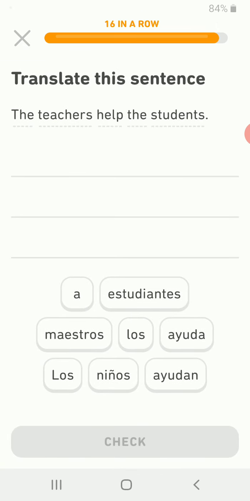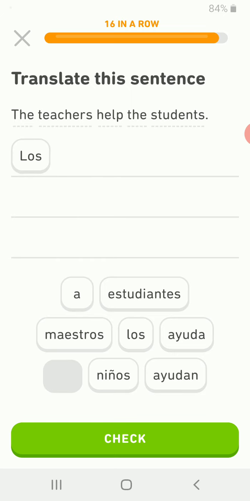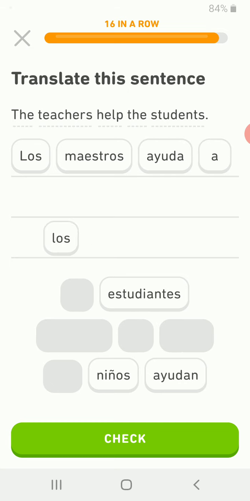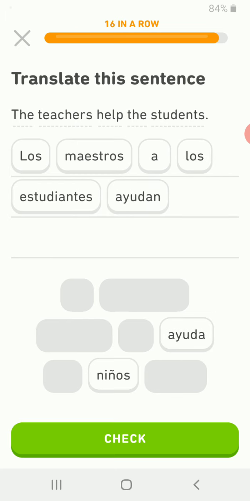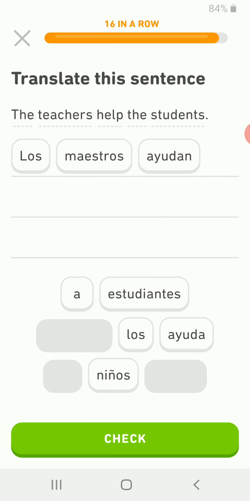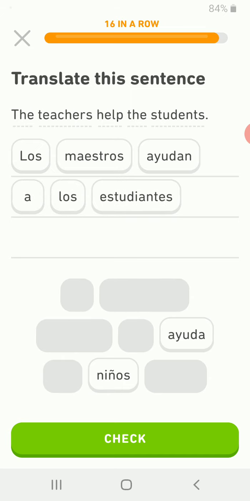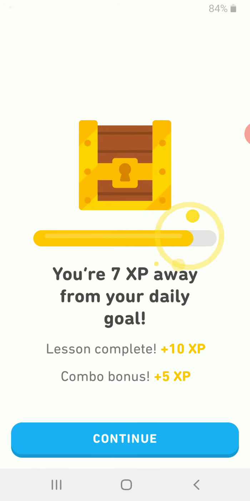Okay, one last. So now we have to translate this sentence: the teachers help the students. The teachers, los maestros, ayudan a los estudiantes. It's not ayuda, it's ayudan. You know why? Because you have to conjugate correctly. Los maestros ayudan a los estudiantes. Here you go, another perfect.